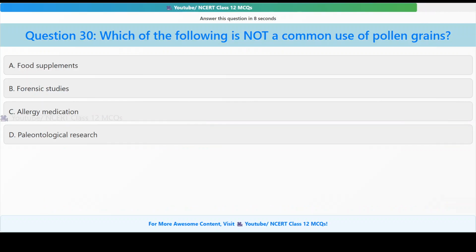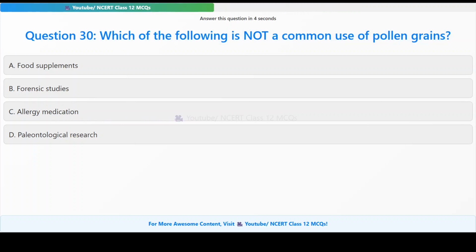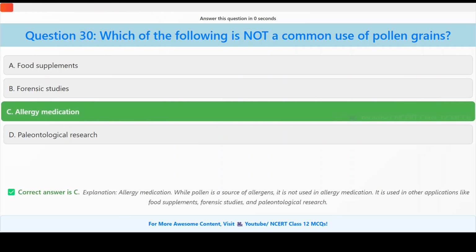Question 30. Which of the following is not a common use of pollen grains? Allergy medication. While pollen is a source of allergens, it is not used in allergy medication. It is used in other applications like food supplements, forensic studies, and paleontological research.